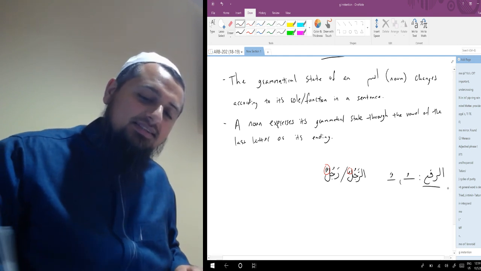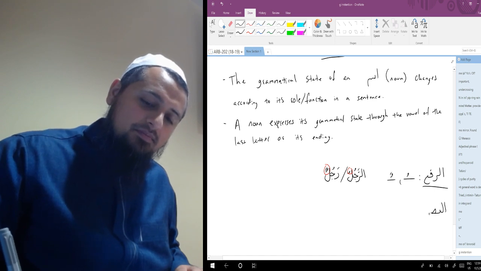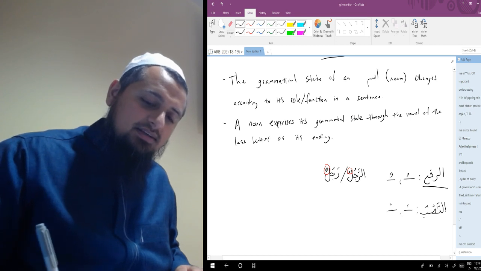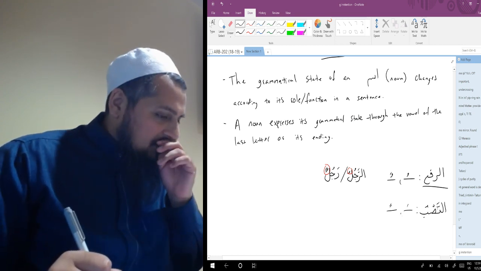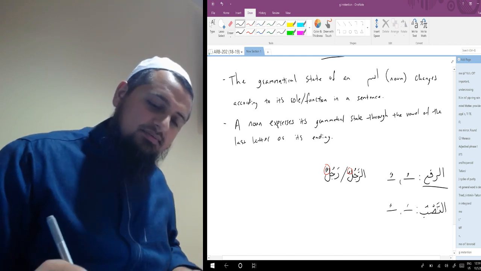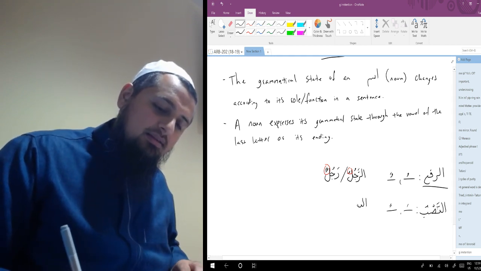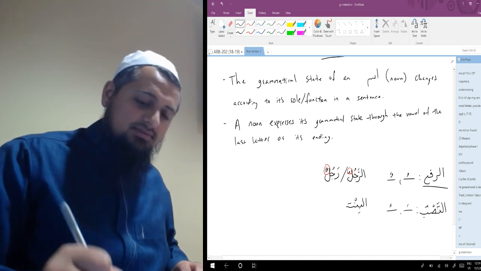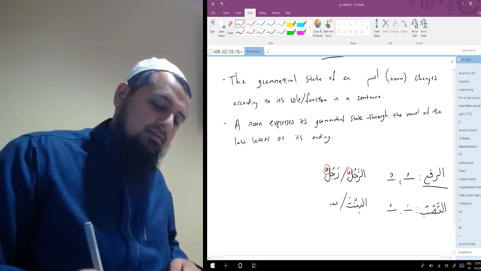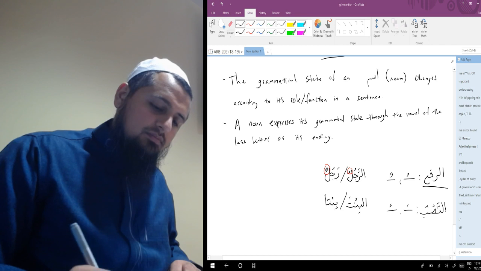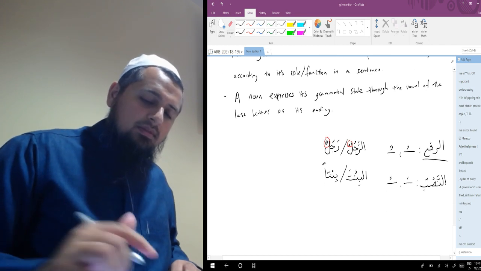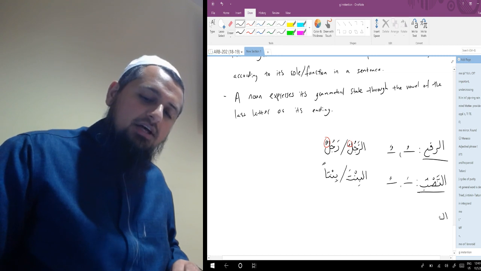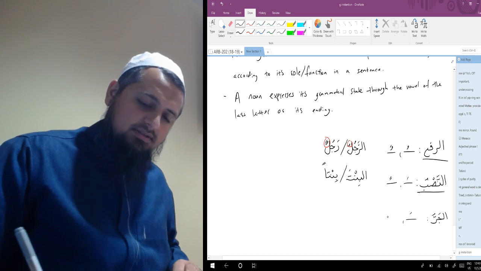In the state of nasab, it's going to be a what? Good. It will be a fatha or fathatan. Another one of our vocab words, let's do bint. So it could be al-binta. What should be on the ta? Al-binta, or bintan. Good. And for the state of jar, it's going to have a what? It will have a kasra or kasratan.